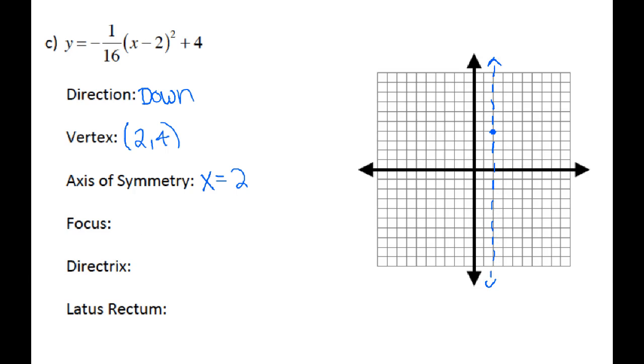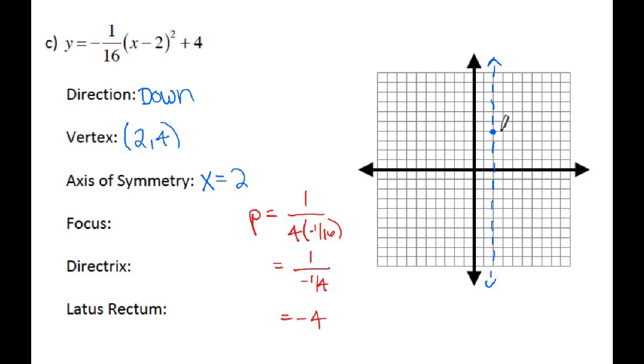Okay, for my focus and my directrix, I need to find P. P is 1 over 4A. A in this case is negative 1/16. So I have 1 over 4 times 1/16 is negative 4/16, which reduces to negative 1/4. And that, when we simplify, gives us negative 4. Our value for P is negative because your parabola is opening down.